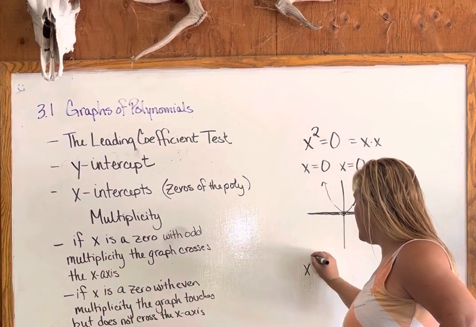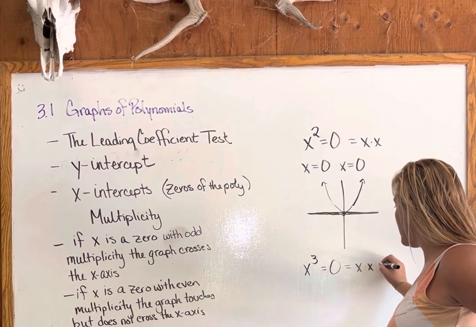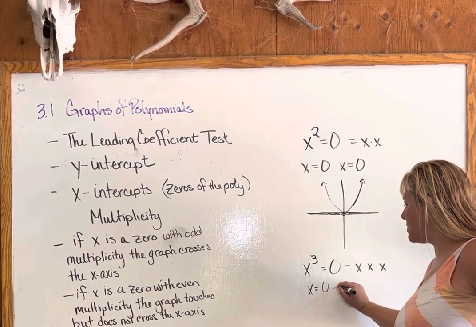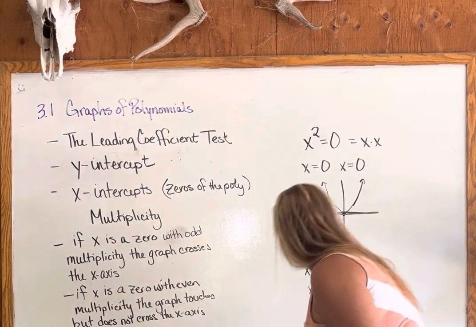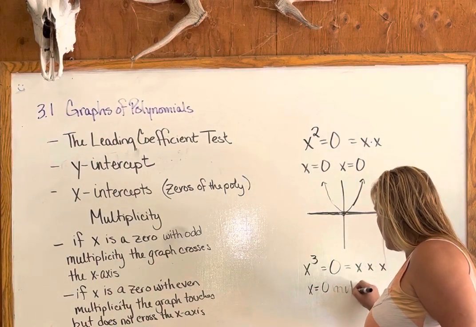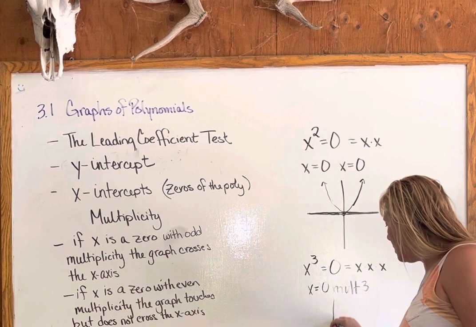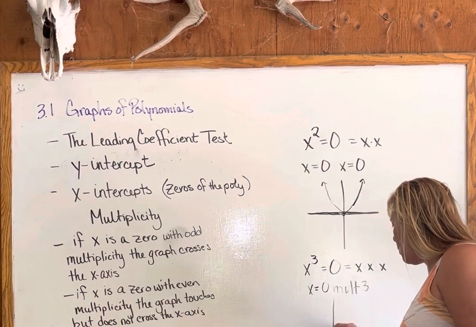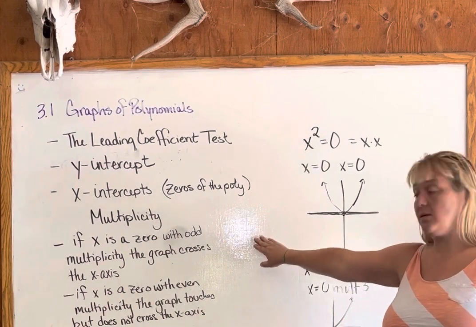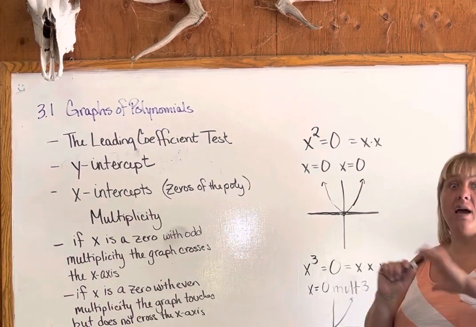Okay. Our other one, x cubed equals 0, that's like saying x times x times x, isn't it? So on this one, x equals 0 with multiplicity 3. That's odd, isn't it? And we know that when we draw this little graph, at 0, it crosses right through. So that's what it means by crosses through or bounces and touches and bounces off. Okay, so we've got everything we need now.